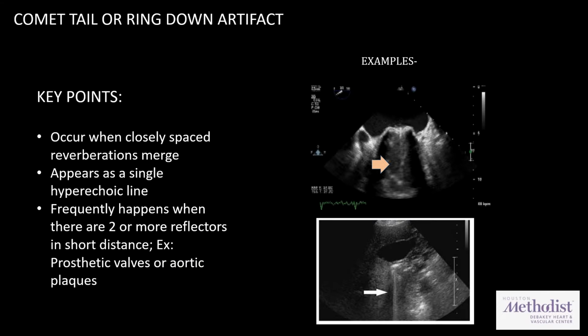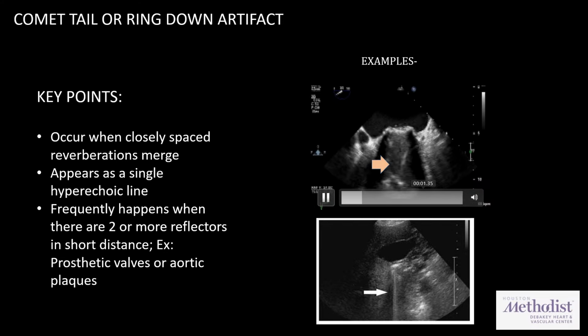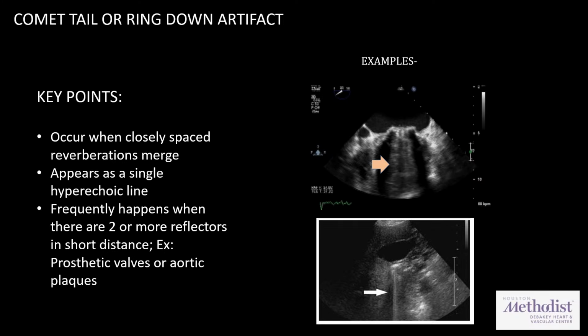Let's talk about this one. We see this very often, right? When you see all the reverberations merge into a single line, that's basically a comet tail or a ring down artifact, right? And very often it happens in prosthetic valves. So it's important to know that this is not some echo density or spontaneous echo contrast. It's basically just an artifact.